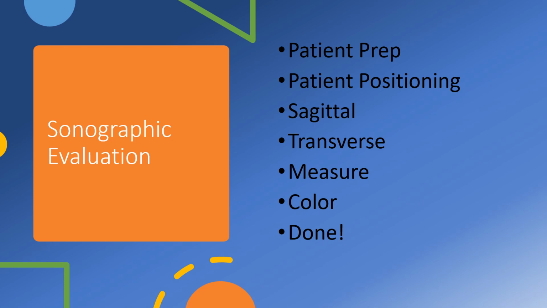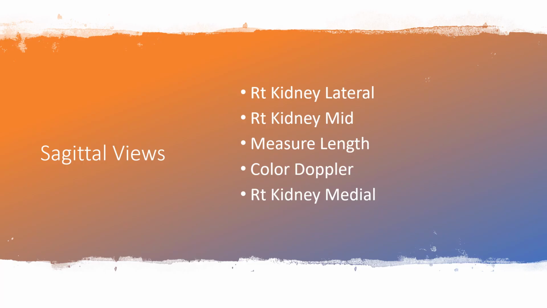We're going to take sagittal pictures, transverse pictures. We're going to measure those kidneys, put color Doppler on them, and then we'll be done. We need sagittal views, and I like to start lateral and just work my way medial, get everything I need from the mid-kidney while I'm there, and then keep going. So you need an image of the sagittal right kidney lateral, the sagittal right kidney mid. This is where you're going to measure the length of the kidney. This is also where you're going to put color Doppler on the kidney. And then you need a right kidney sagittal medial. So 1, 2, 3, 4, 5 pictures in sagittal.